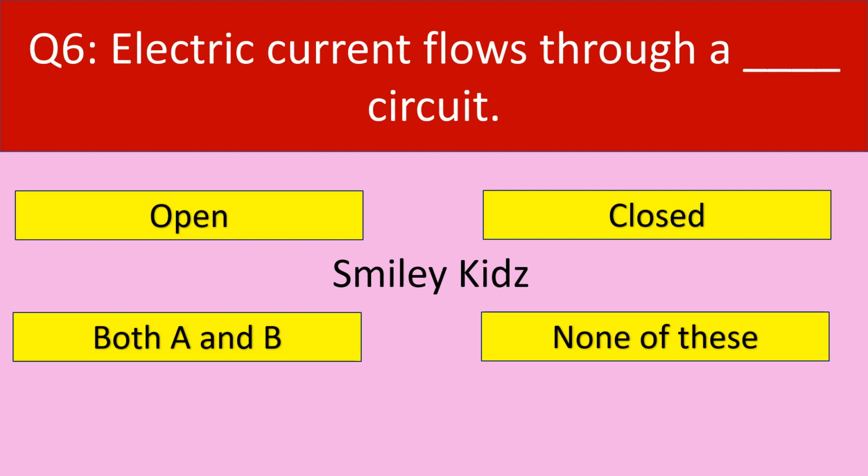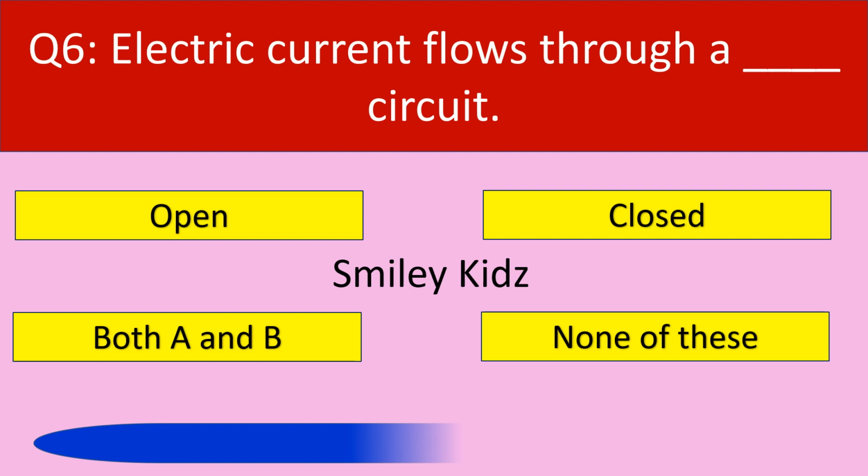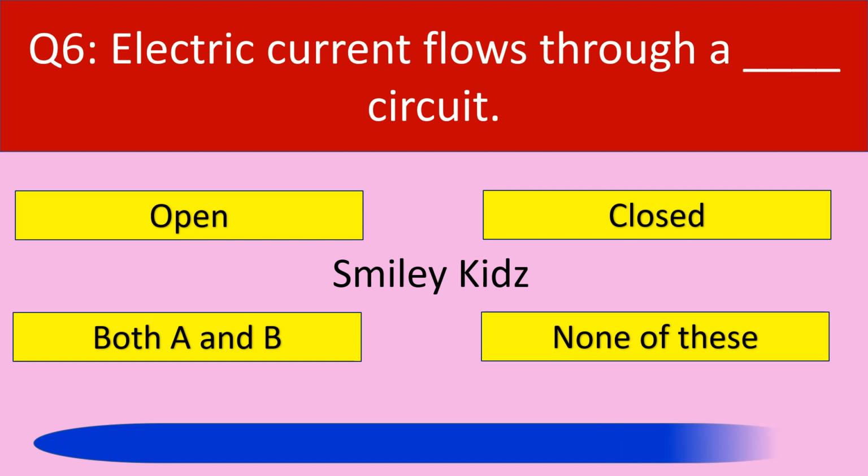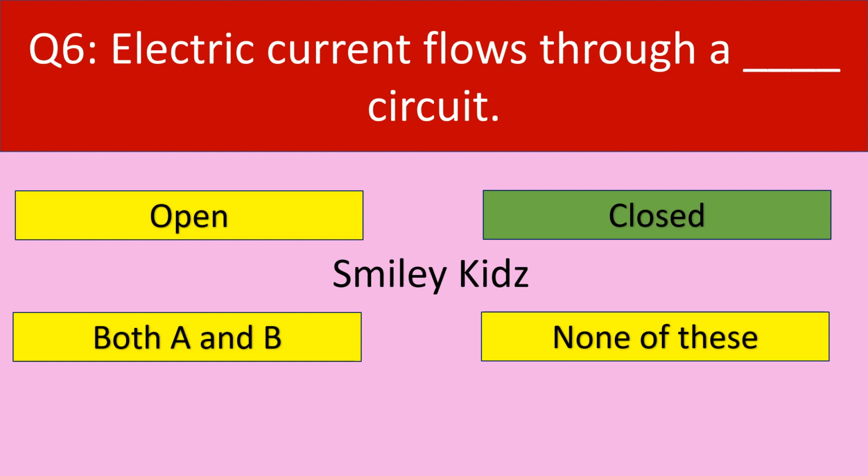Question number 6. Electric current flows through a dash circuit. Options are open, closed, both A and B, none of these. Your time starts now. Your time is up. The correct answer is closed. Electric current flows through a closed circuit.